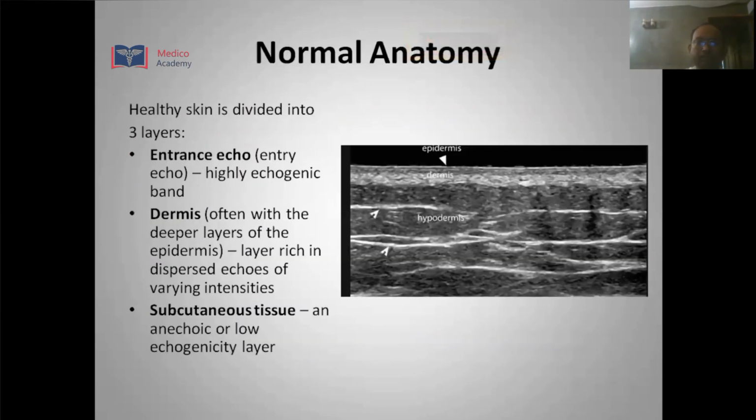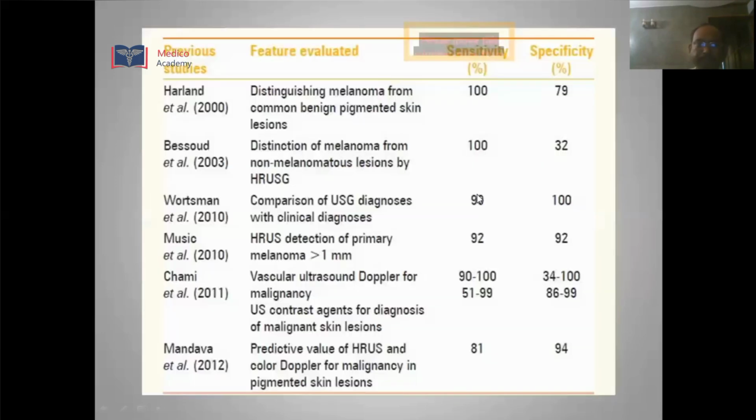This is how the normal anatomy of the skin looks. The most superficial layer is echogenic, that is the entrance echo, called the highly echogenic band. Below that is the dermis, the deeper layer, which is rich in dispersed echoes of varying intensities. The hypodermis is the subcutaneous tissue and is an anechoic or low echogenicity layer. So we should know this normal anatomy so as to differentiate between different layers and also to say which layers are being involved by the lesion.